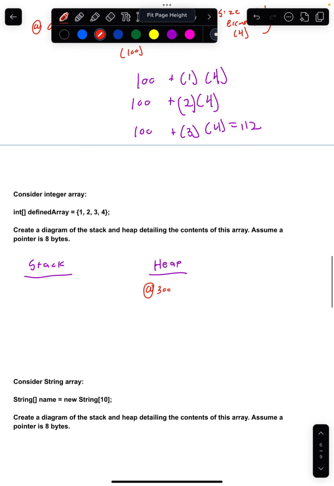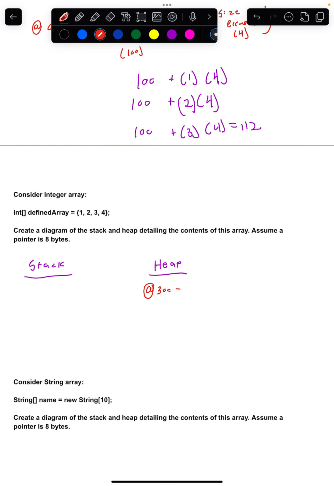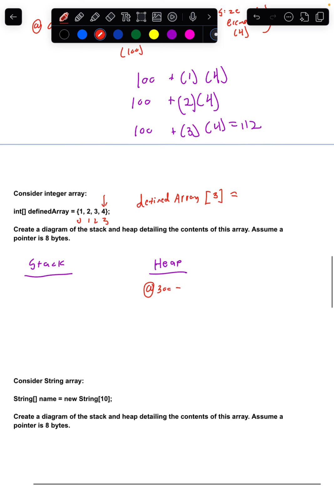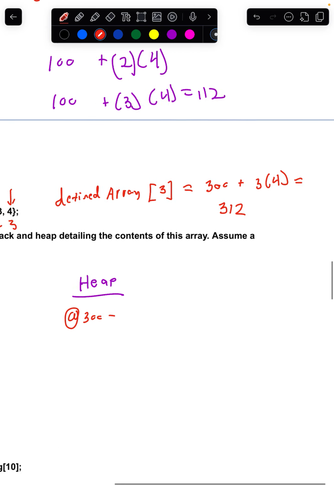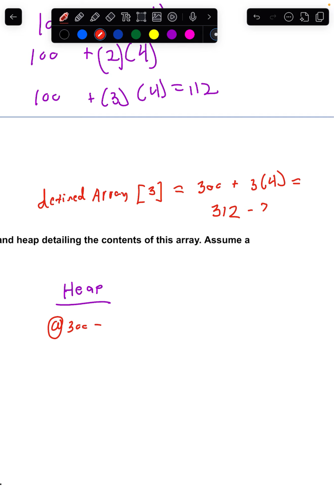Okay? Now we want to see exactly how many addresses this array will span. Well, let's look at where the last element is, right? The last element is going to be at index 0, 1, 2, 3. So it's going to be the defined array at 3. Notice this is a primitive integer. So using the formula, we have the starting address plus 3 times 4. So the last element will start exactly at 312. This is an integer, so it takes up exactly 4 bytes, meaning it will span from 312 to 315.